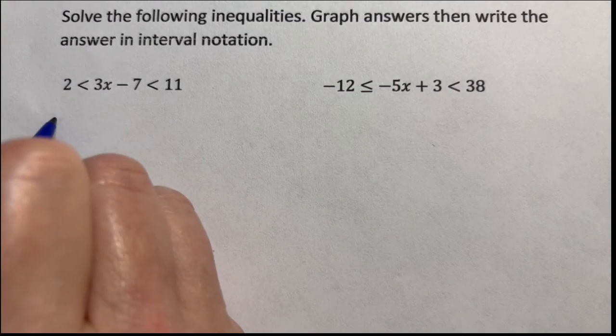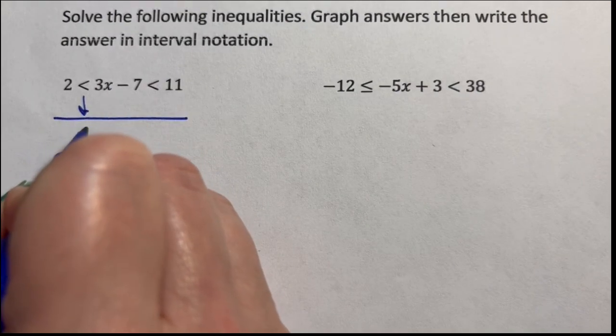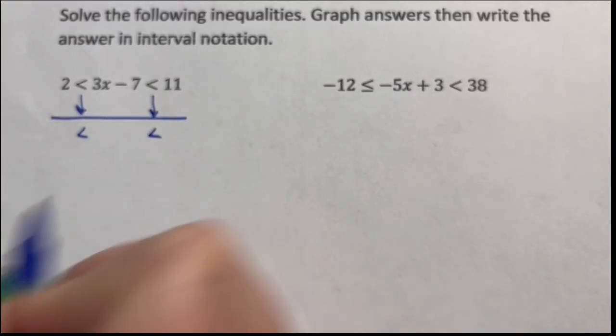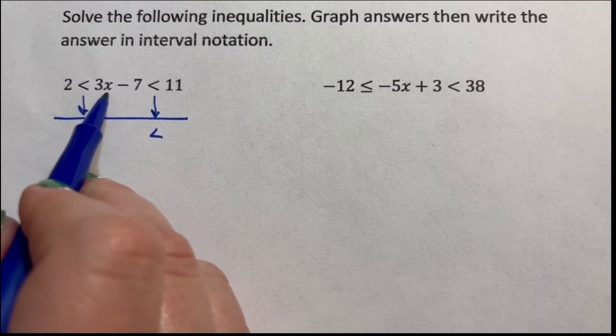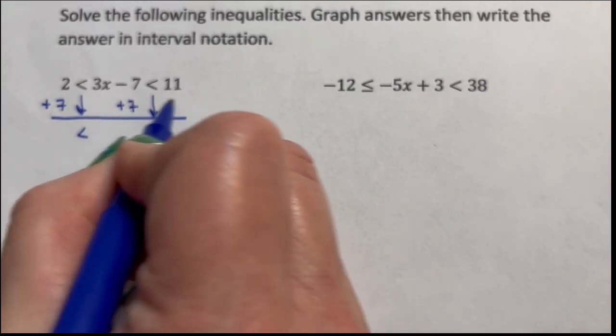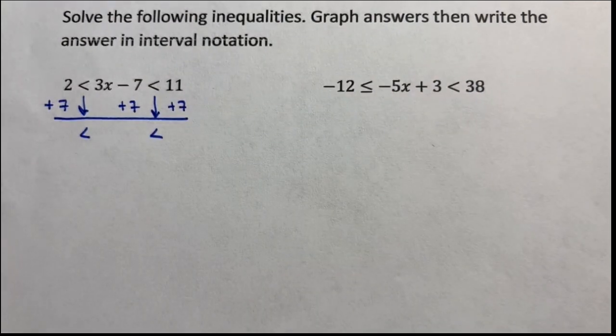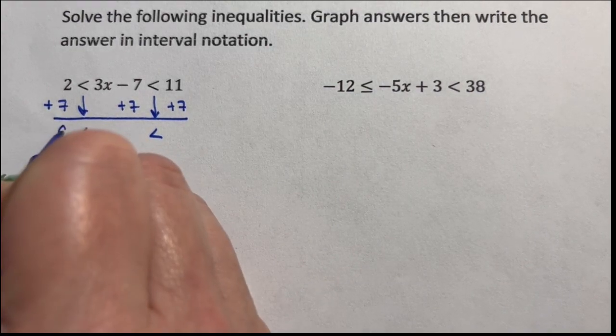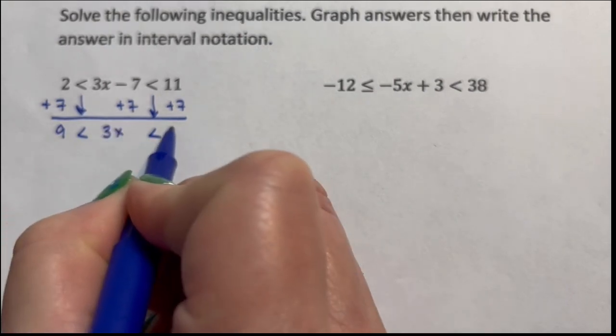The all-in-one way, I am going to bring both of my inequalities down. Then I want to isolate my x, so I'm going to add 7 to all three parts. When you're balancing 2, you do things to the left and right. When you're balancing 3, you have to do everything exactly the same to all three parts. So I end up with a 9, a 3x, and an 18.